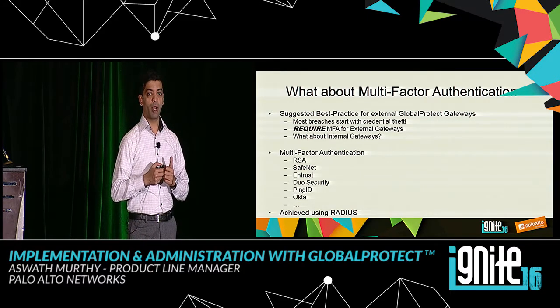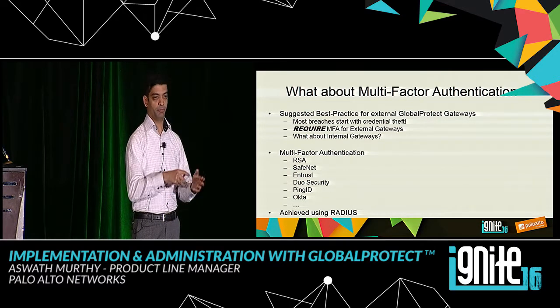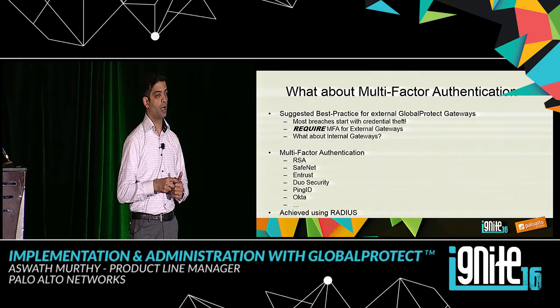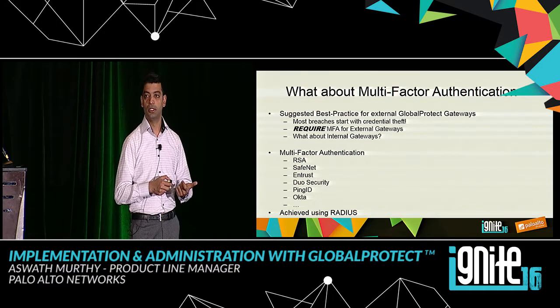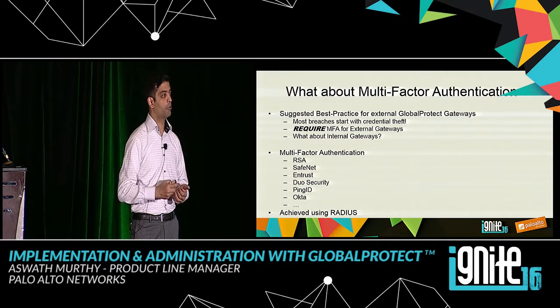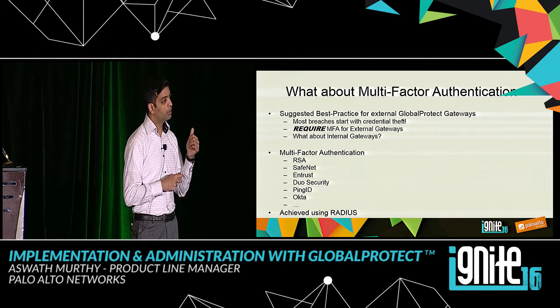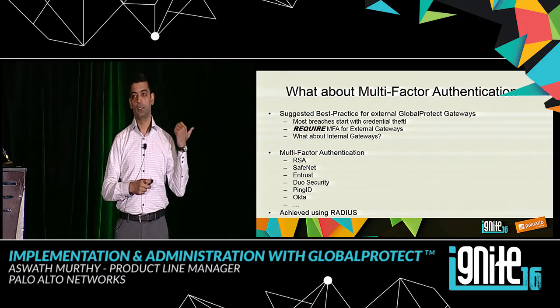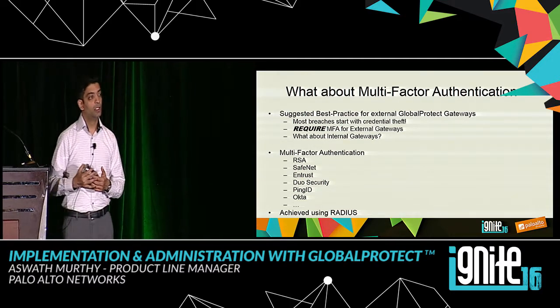GlobalProtect goes to the prompt if it's a token. If it's an out-of-band ecosystem, such as a phone swipe, that kicks in out-of-band. The user has to prove what they know and what they have to actually connect. So from a security practice standpoint, strongly, strongly, strongly recommend the use of multi-factor authentication on external gateways. What about internal gateways, though? Do you actually have a need to do this on an internal gateway as well?